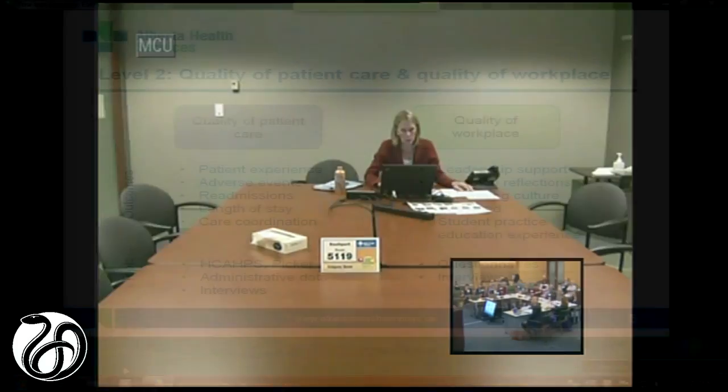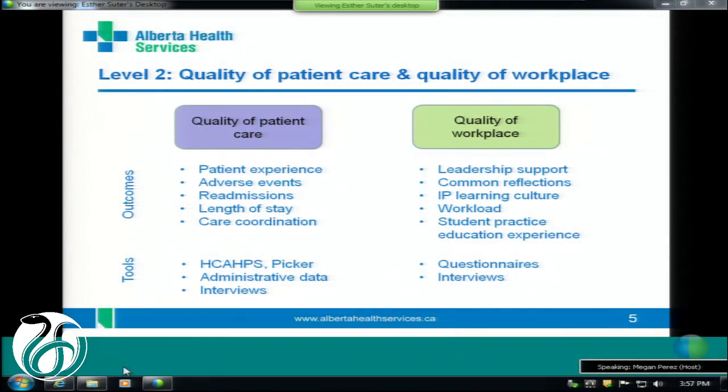The second level of outcome I would like to talk about is quality of patient care and quality of workplace. So these are perhaps what you would consider a little bit softer outcomes. The idea is that if we have good collaboration, if we have good communication, we would see improvement in quality of patient care.